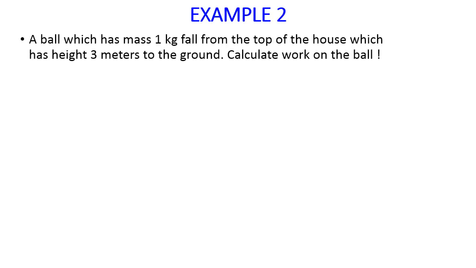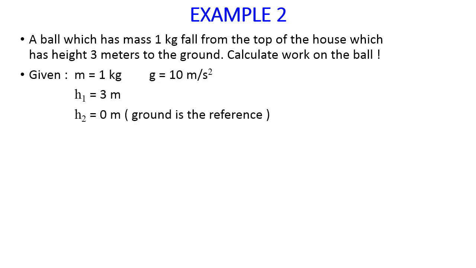Example 2. A ball which has mass 1 kilogram falls from the top of the house which has height 3 meters to the ground. Calculate work on the ball. From the problems given, m equals 1 kilogram, acceleration of gravity g equals 10 meters per second square, h1 equals 3 meters, ground is the reference, h2 equals 0 meter, ground is the reference. Ask work W.